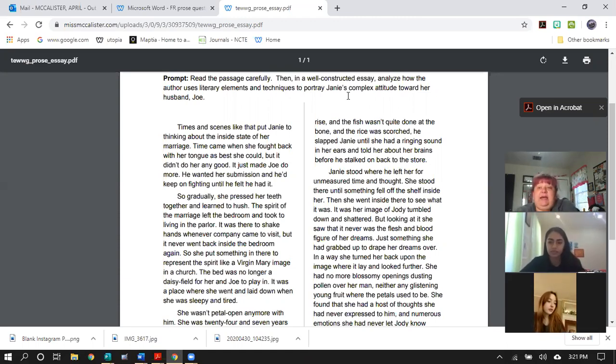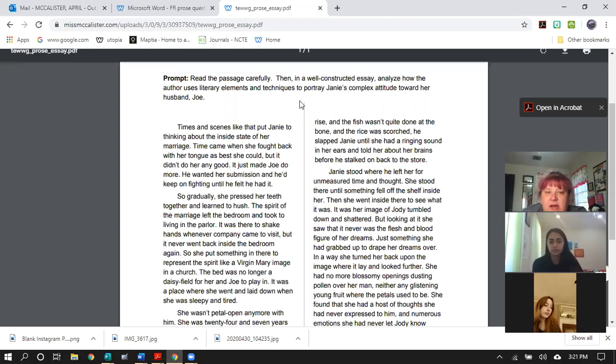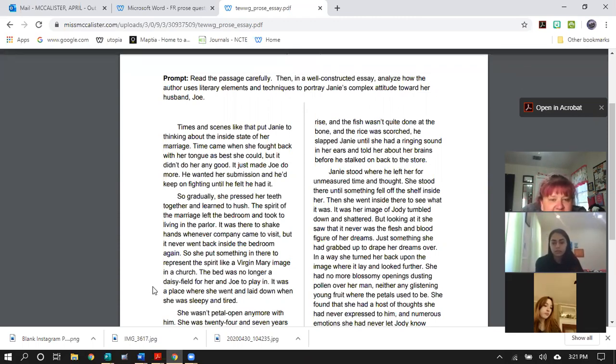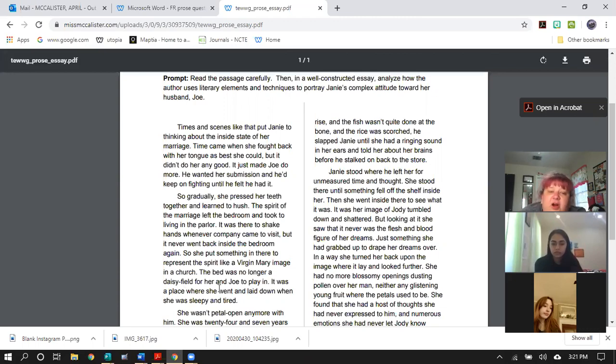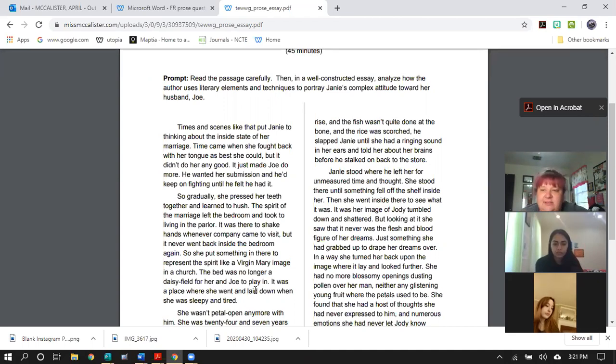I get the impression that they were happy from things like where it says time came when she fought back with her tongue as best she could. Like, it hadn't always been that way. And also there was something about the bed no longer being a daisy field for her and Joe to play in. That makes me think their relationship was once a positive, rolling-around-in-the-daisies situation, and it's not now. So they have a relationship filled with strife.